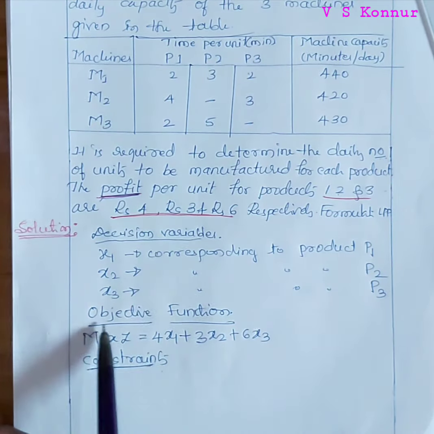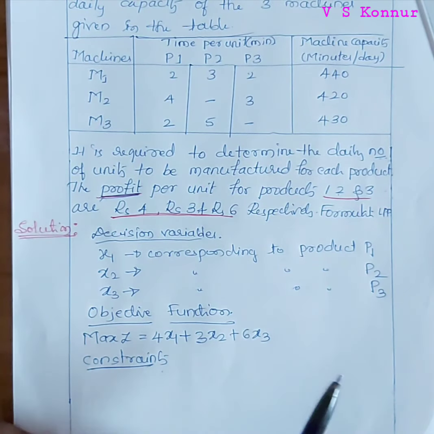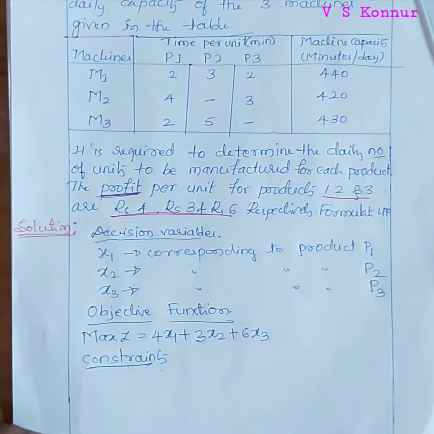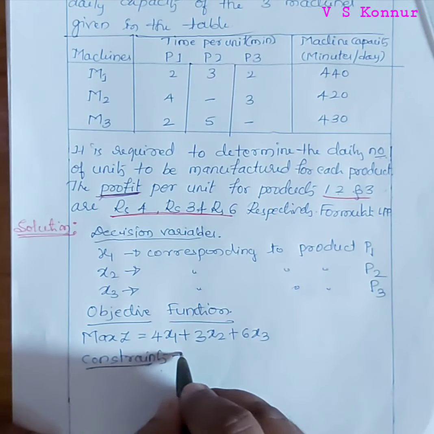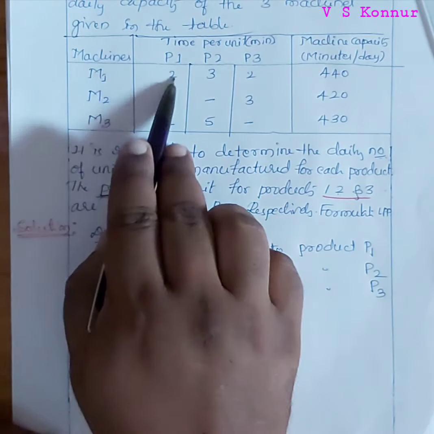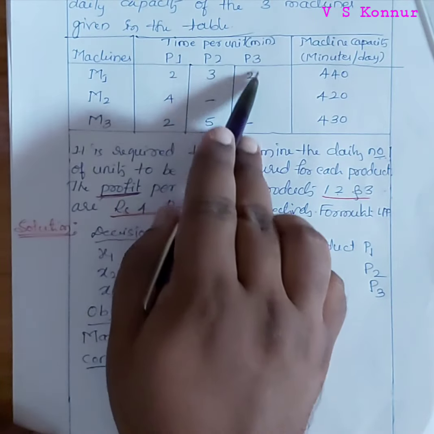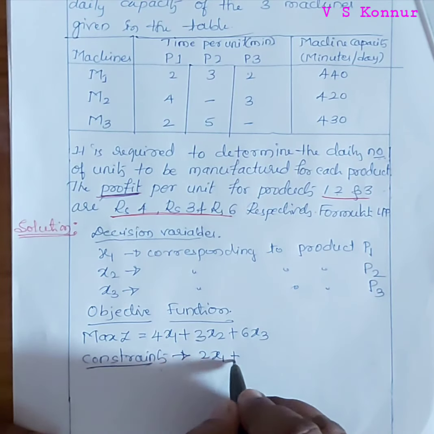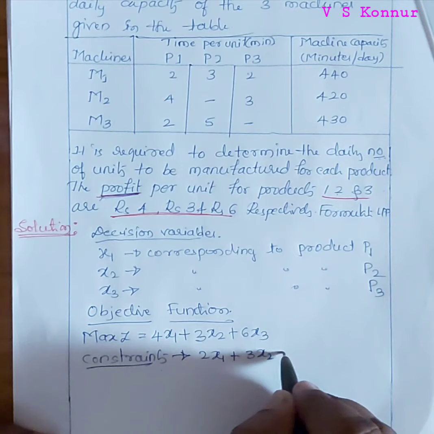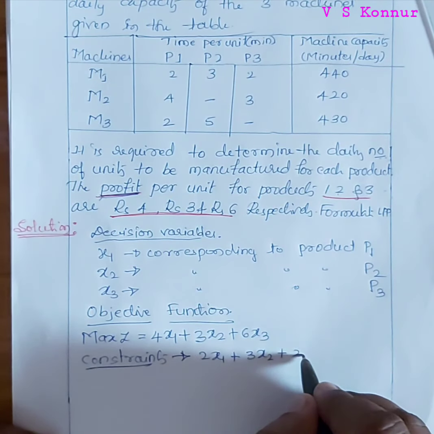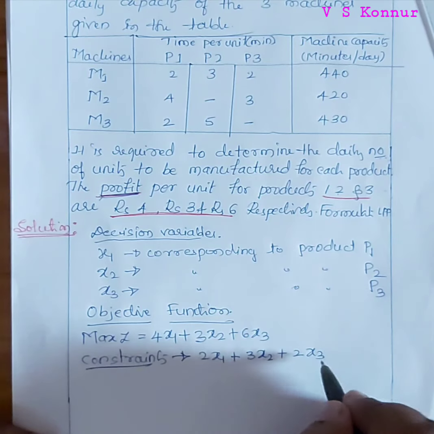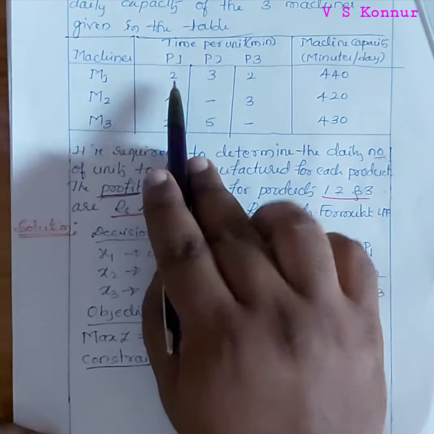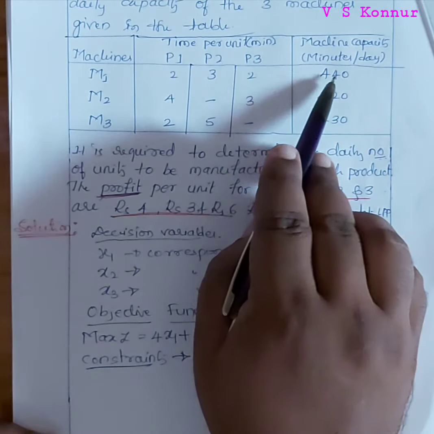So decision variable is over, objective function is over. Then we have to define constraints. Now, constraints consisting of three machines will have directly three constraints. First constraint, so 2 P1 as x1, P2 as x2, P3 as x3: 2x1 plus 3x2 plus 2x3 less than or equal to 440.